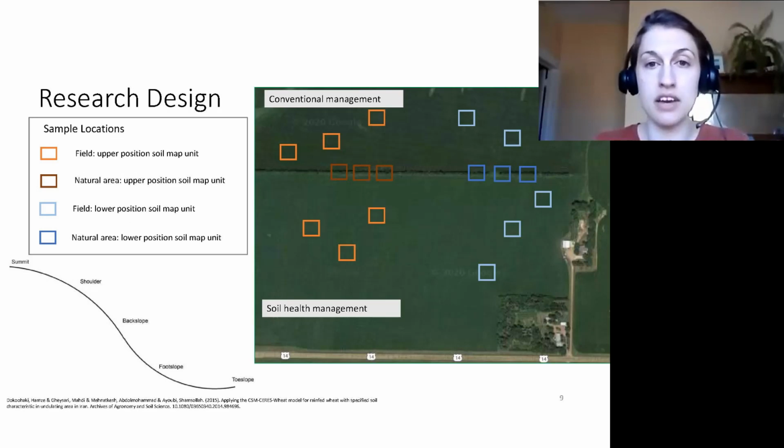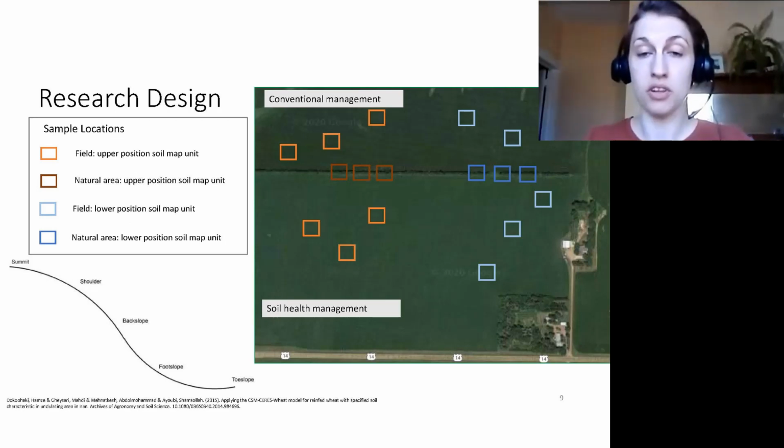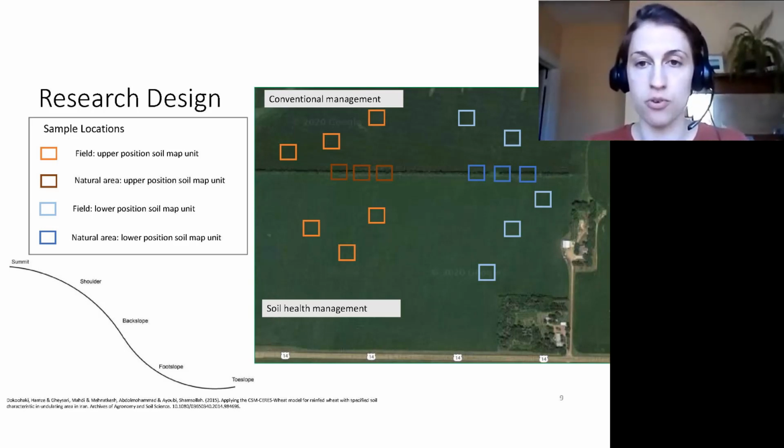So this is a bird's eye view to give you an idea of what sample collection looks like for us. You're going to look at 2 fields here, split by a tree line that's about a third of the way down. We have a field that is conventionally managed at the top, and then a field that is managed with soil health management, broadly, at the bottom.